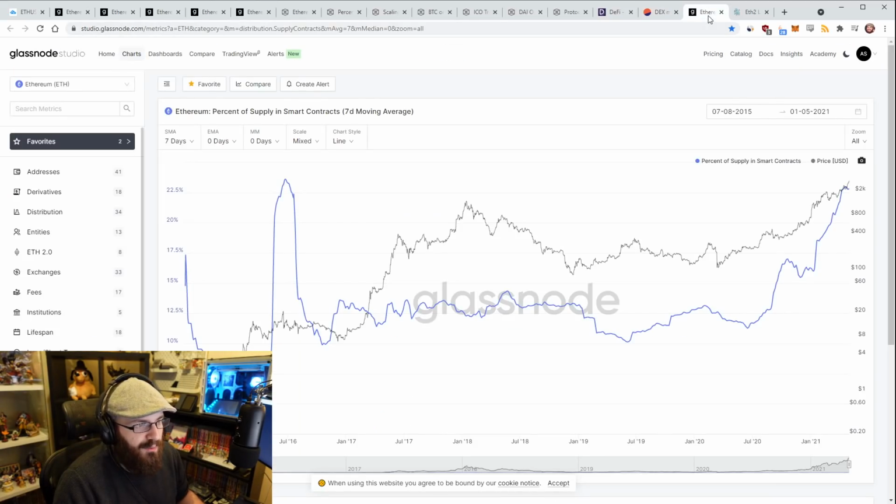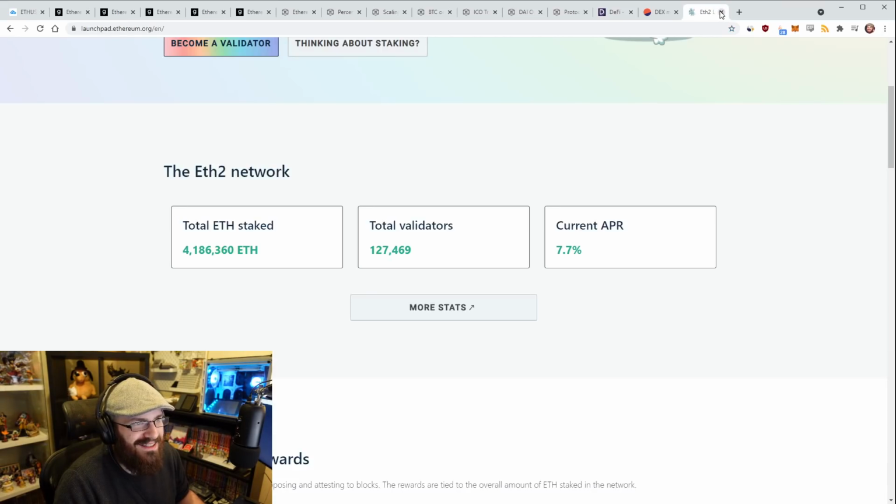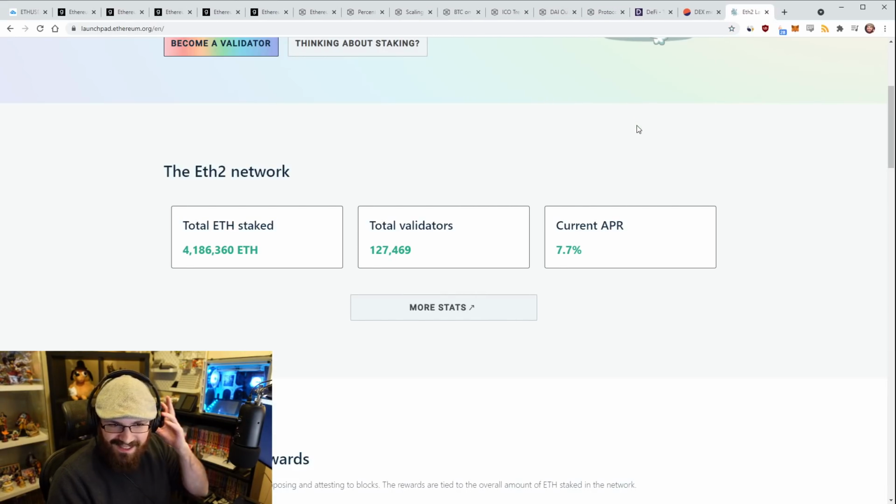All right, it's supply and smart contracts. So I think I've already gone over this one. This might be a duplicate here. We'll leave that. So yes, basically the ETH2 metrics. Essentially we crossed 4 million ETH staked in April. We're at 4.18 million here, which represents over $10 billion currently securing the ETH2 network. Stakers are getting 7.7% APR right now, and there's over 127,000 validators.